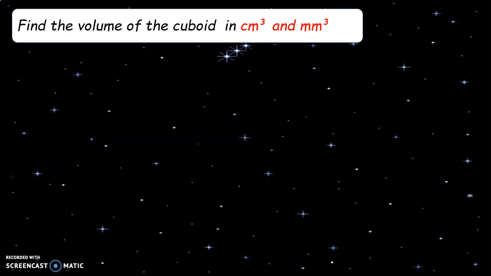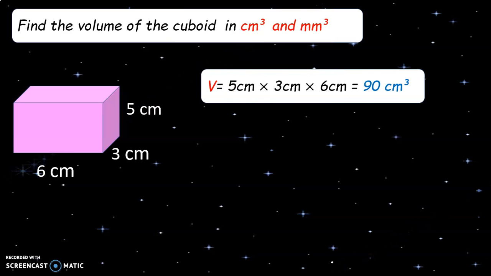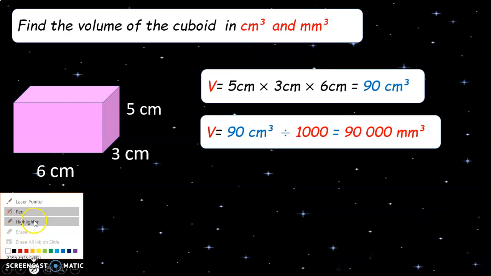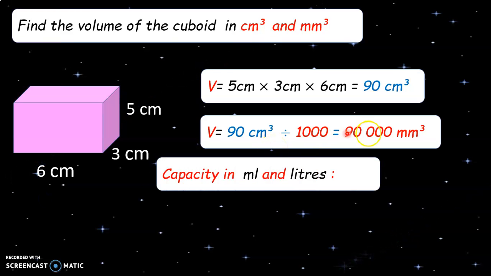Okay, next one. Find the volume of the cuboid in centimeter cube and millimeter cube. Looking at this, we get the volume in centimeters first, then to get the volume in millimeter cube, we need to multiply it by 1,000. Okay, so now, next one, we need to get this.